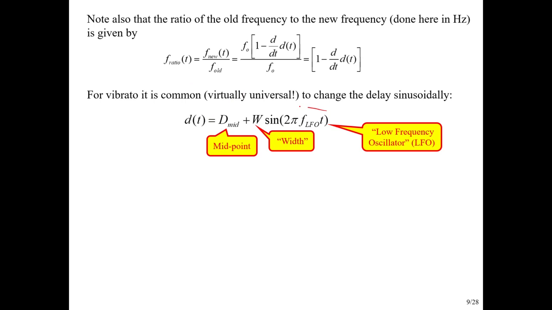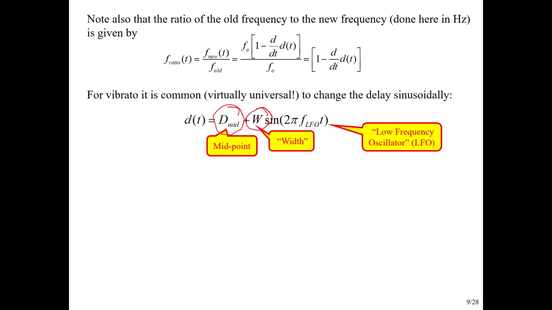And then we have a sinusoid that by itself is going to go between plus and minus 1 with some frequency. We don't want this to be a super high frequency, just a small frequency. Think about what a violinist does. Just slowly wiggles their hand back and forth, that kind of thing. And then we put a W out in front so that we can say, okay, this is how far we go up and down around that. So compared to D mid, this value might be fairly small.